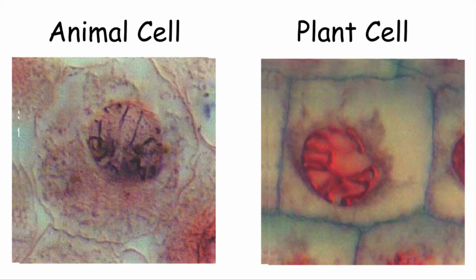So we're able to recognize this phase because we can see that the chromosomes have started to become a lot shorter and fatter, and this is seen in the micrographs of the animal and plant cells here.